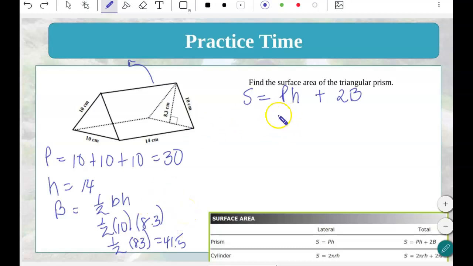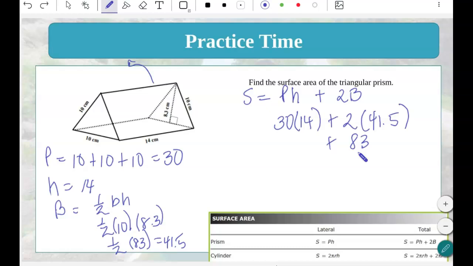All right, so then we're going to put it all together. We know our P is 30, H is 14, then we do twice the area of the base, which is 41.5. All right, use your calculators. I'm going to go ahead and do 41.5 times 2. Well, we know it's 83. But put it in your calculator if you need to.